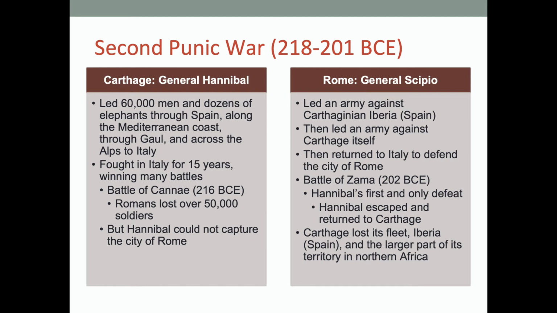Okay. And so at the Battle of Zama, General Scipio and Hannibal face off. This is Hannibal's first and only defeat. Hannibal and the Carthaginian forces are defeated, and they escape and return back to Carthage. Zama is a town just outside of Carthage. So after this battle, Carthage has lost in the Second Punic War, and it has to agree to certain terms. These terms are that Carthage loses its naval fleet in perpetuity. It has no longer a claim to Iberia, modern-day Spain, and the larger part of its territory in northern Africa is given over to the Romans.